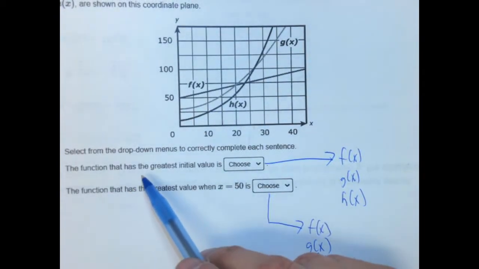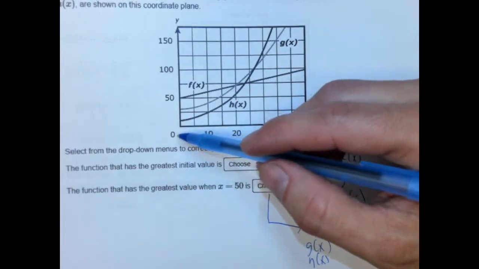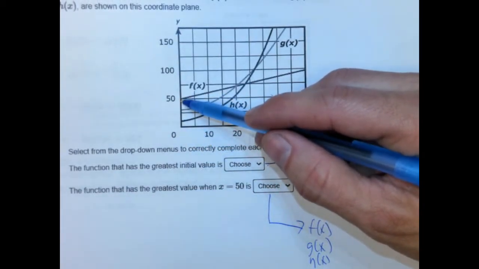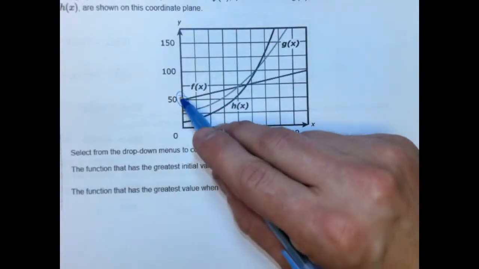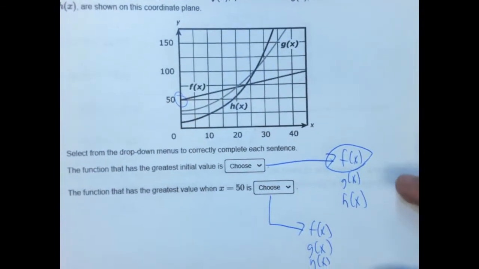So it's asking us, first of all, what is the greatest initial value? So the initial value is our starting value. So when x is 0, so the input is 0, what has the highest functional value? And that would be f of x. You can see this right here. That's the highest initial value. So that would be f of x then. Choose f of x, right?